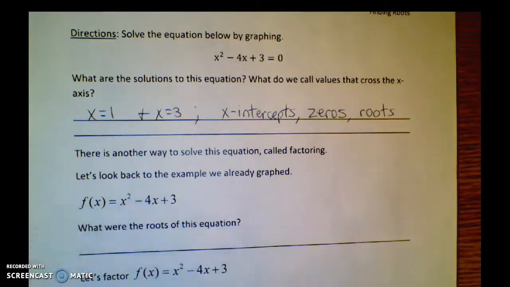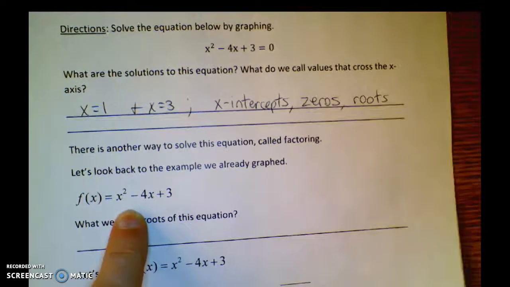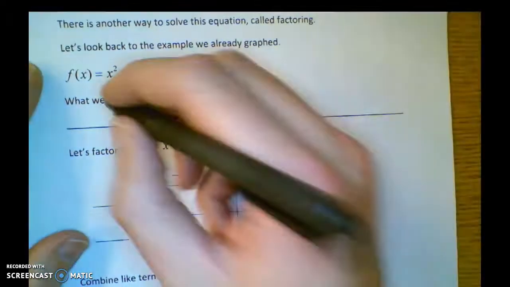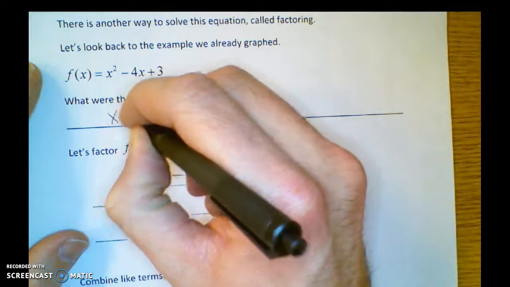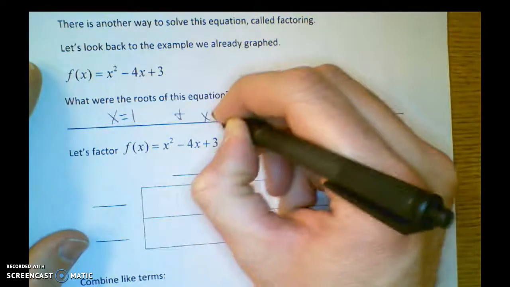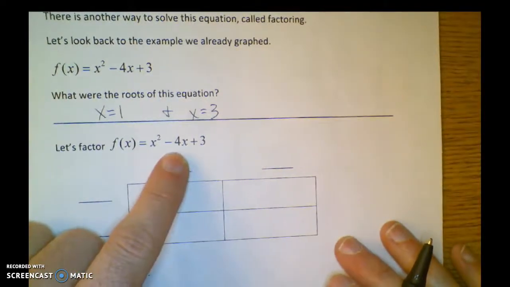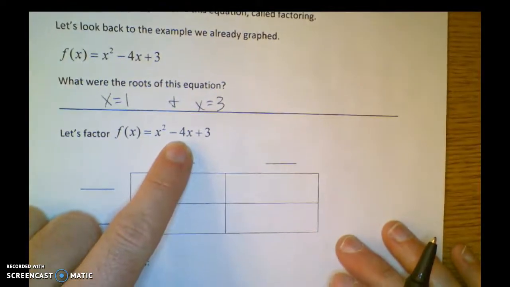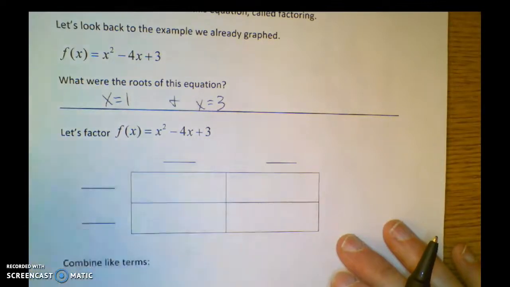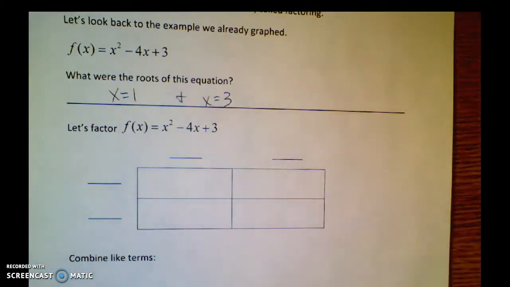There's another way to solve this equation. It's called factoring. So let's look at the example we already graphed. Here's the same equation, just not equal to 0 in this case. What were the roots of this equation? Well, the roots of this equation we already said are x equals 1 and x equals 3. You could use graphing to find the roots, but another method that you might be interested in using is called factoring. Factoring we kind of already started with the products and sums puzzles.